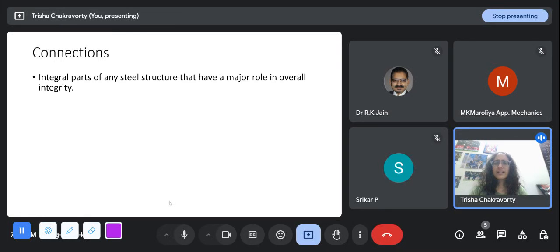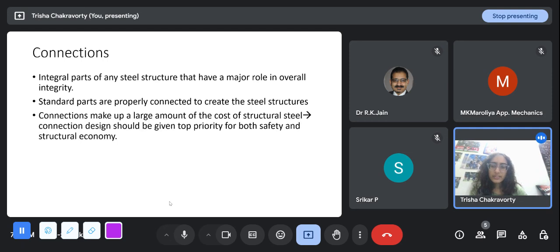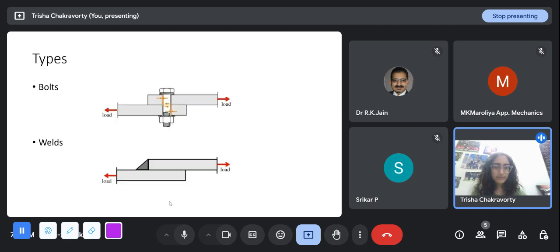And connections, now connections is one of the most important topics in this course. So we have been looking at it for the past 2 weeks, and this week also we look at connections. They are integral parts of any steel structures that have a major role in overall integrity, because the sections are brought from the industry and they have to be connected. They are not cast as a whole as in concrete. The standard parts are properly connected to create the steel structures, and the connections make up a large amount of the cost of structural steel. So they have to be designed very carefully.